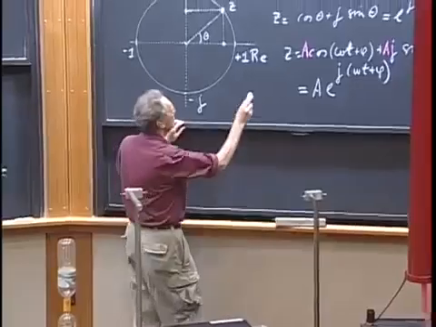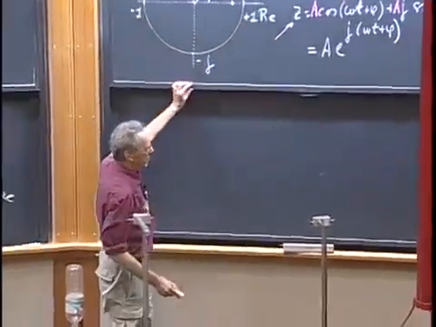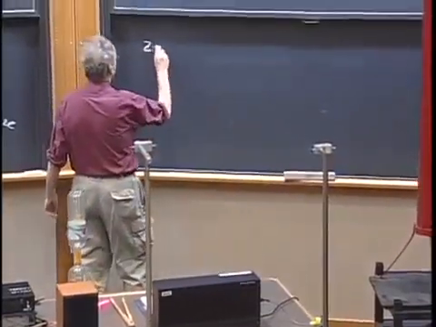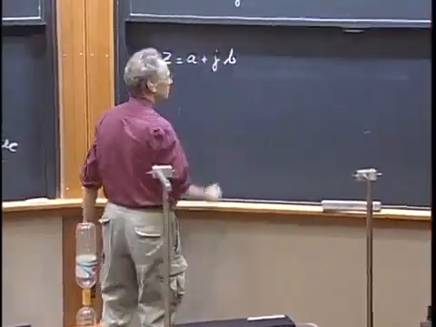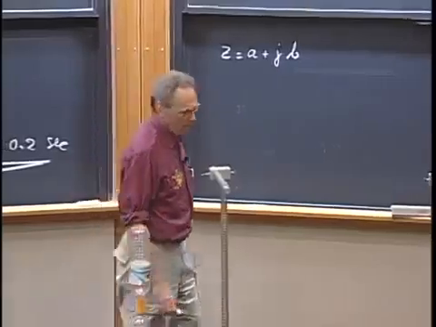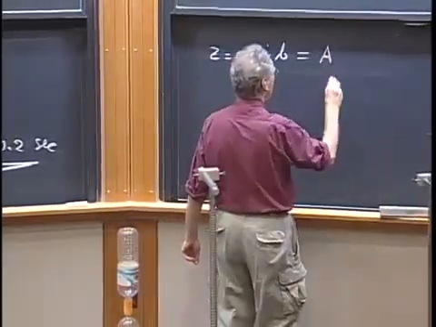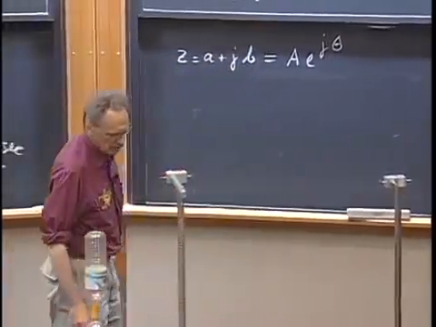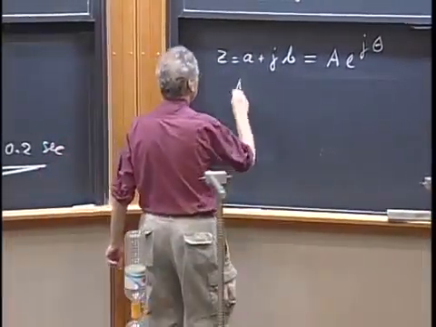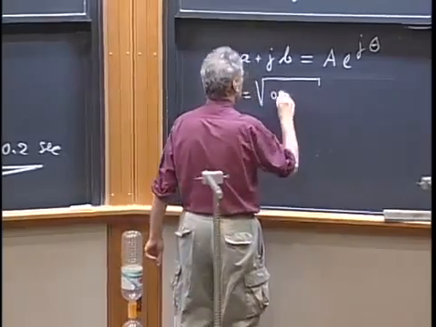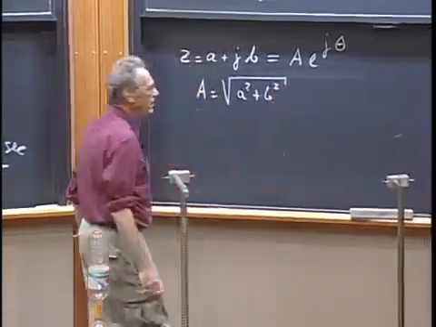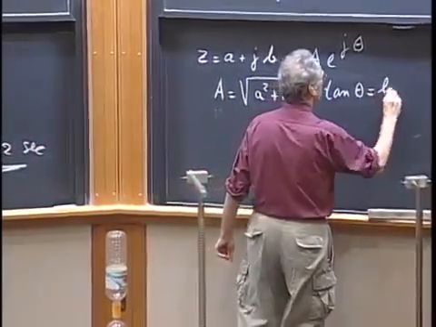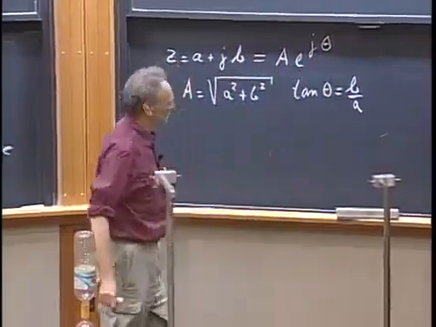So we are interested then in the real part of that, which is then our acceptable solution. So if we have a complex number, z equals a plus jb, then we should always be able to write that as an amplitude times e to the power j theta. And then the amplitude A is the square root of a squared plus b squared, and tangent of theta is B over A. That follows immediately from that figure.